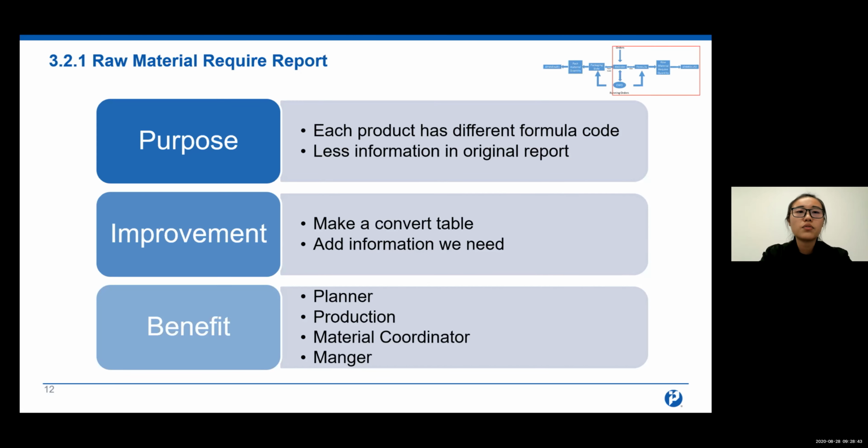Production can verify raw material quantity and remind the material coordinator to keep raw material supply. The material coordinator needs to make sure there is enough inventory to supply manufactured product. Managers will know the entire raw material status.